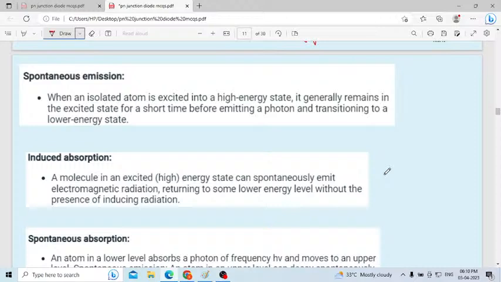Next, spontaneous emission. Spontaneous, the name itself indicates without energy, whatever changes happen, they happen spontaneously without time gap. When an isolated atom is excited into a higher energy state, it generally remains in the excited state for a short time before emitting a photon, transitioning to a lower energy level.